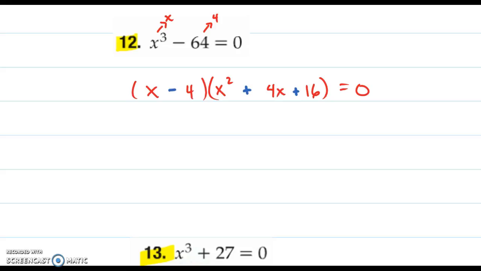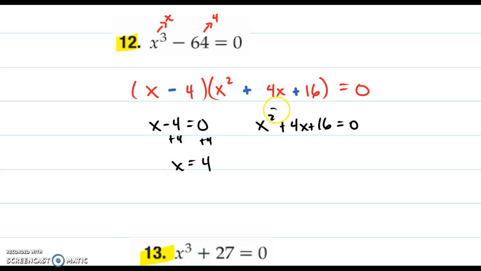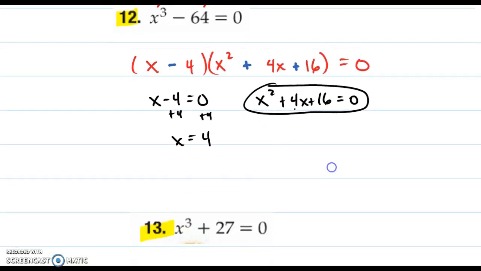Now, if I'm solving, I have to set both of those factors equal to 0. So I say x minus 4 equals 0. And I say this big thing, x squared plus 4x plus 16 equals 0. Well, this one's easy, right? X has to equal 4. Here, this is not going to factor. Right? There's nothing I can multiply to get positive 16 that's going to add to give me 4. So that's out the window. But I am going to say I can do the quadratic formula.